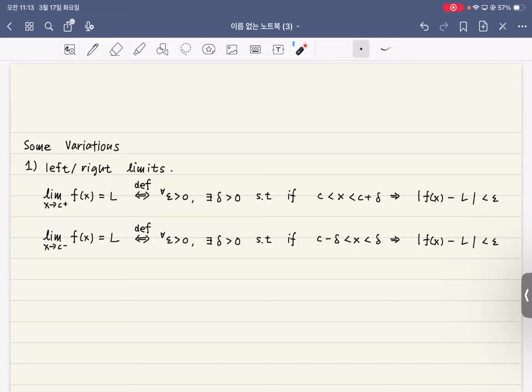Yeah. No, not good. Right? Yeah, sorry. Okay, and this is the definition of the left and right limit.